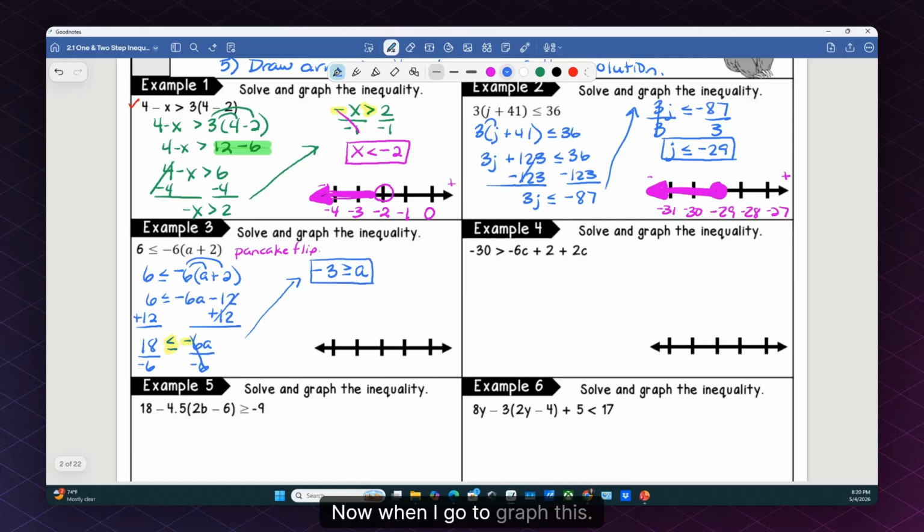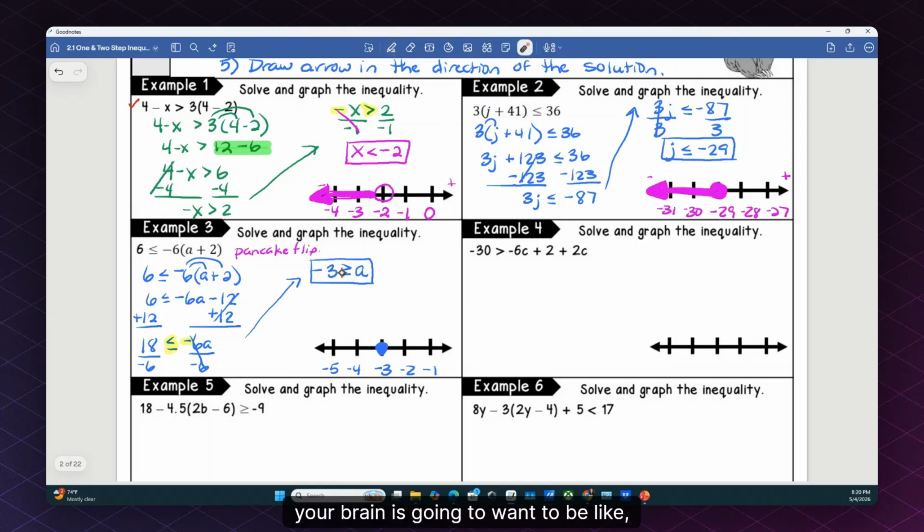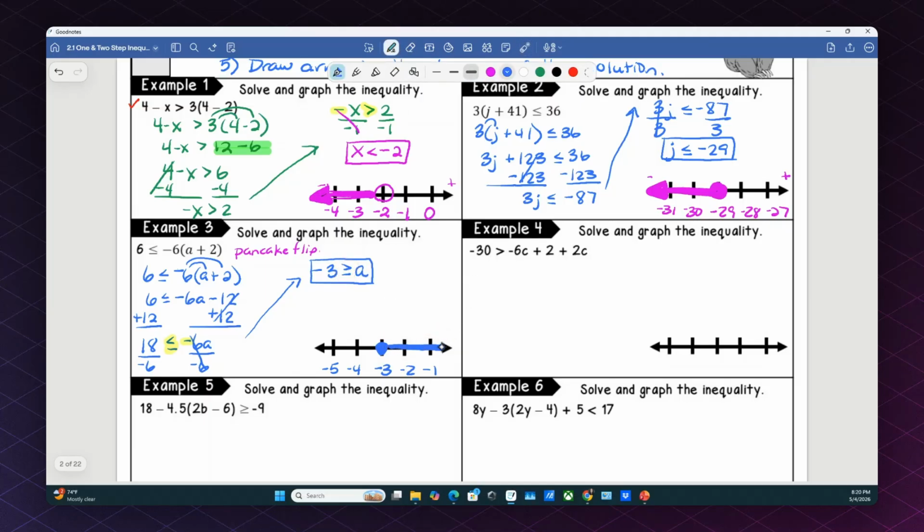Now, when I go to graph this, we've got negative 3, negative 2, negative 1, negative 4, and negative 5. And I have the equal sign in it, so I know that I need to put a dot right here. Don't write this down, but your brain is going to want to be like, oh, look, the way that it's pointing, I'm going to shade it this way. That's what we should do. Okay, this is wrong. Wrong. Let me show you why.